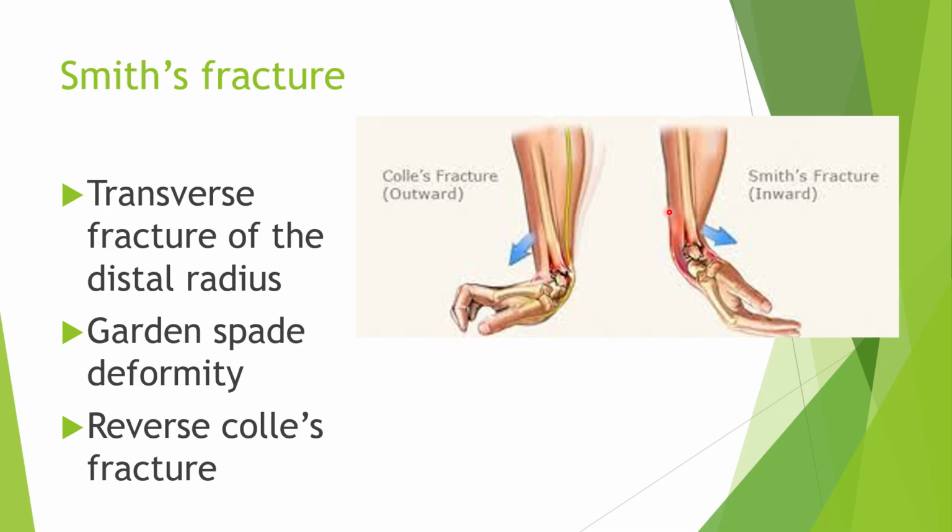Smith's fracture. It's the transverse fracture of the distal radius. The deformity resembles a garden spade and is usually the reverse of the Colles fracture. This fracture occurs when there is a fall on the back of the hand.